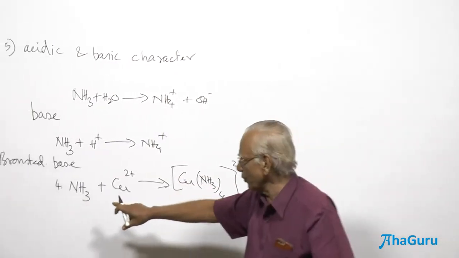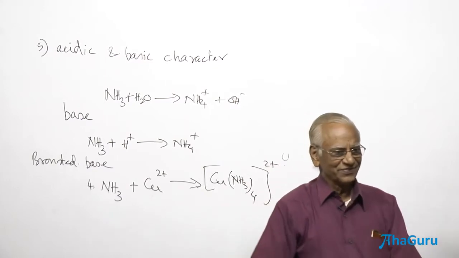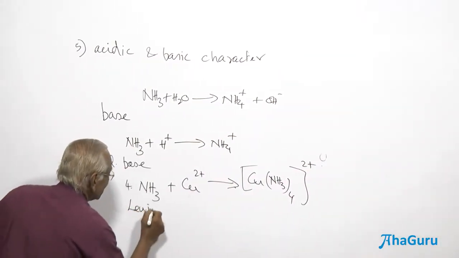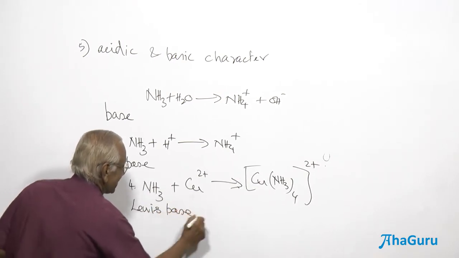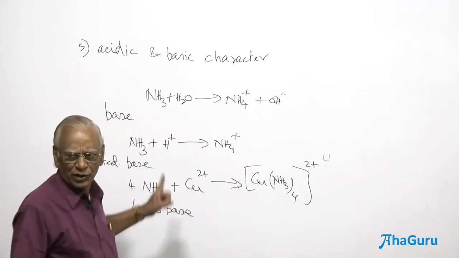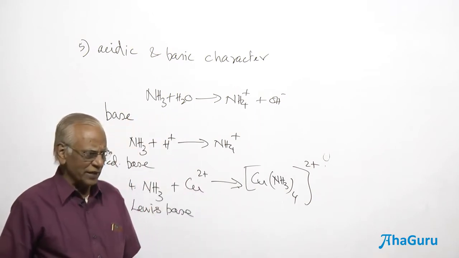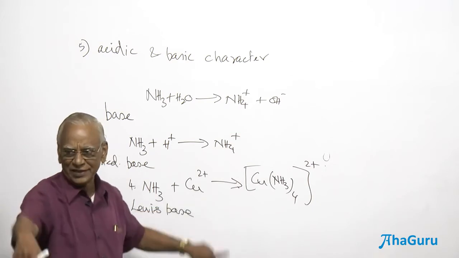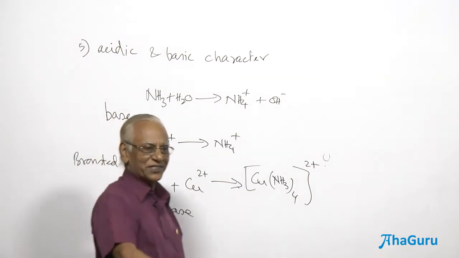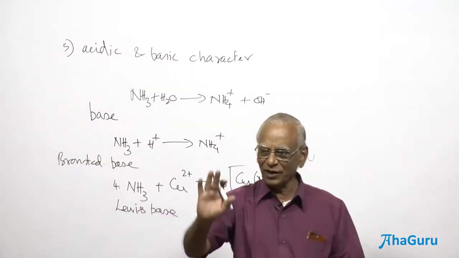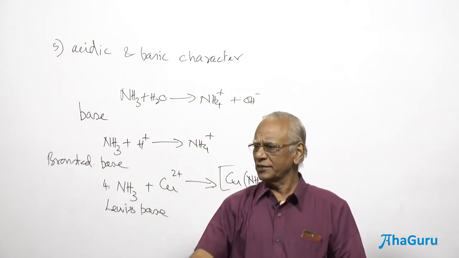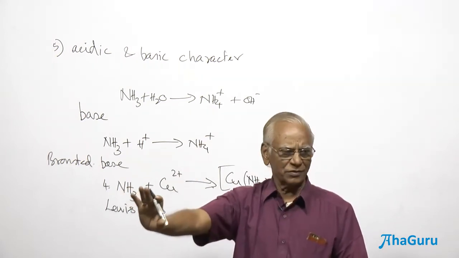I have to prove that ammonia is going to be a Lewis base. What is a Lewis base? Electron donors. Why should ammonia donate electrons to Cu2+? Because Cu2+ is electron deficient. Why? Because it has a positive charge. Any metal ion, any cation will have attraction towards electrons because it is positively charged, irrespective of the electronic configuration.